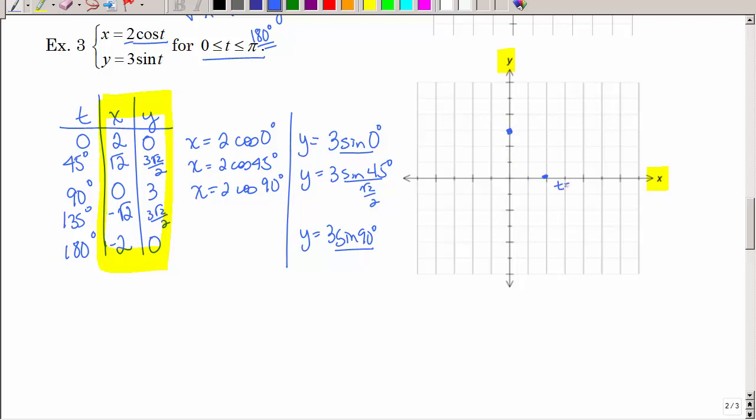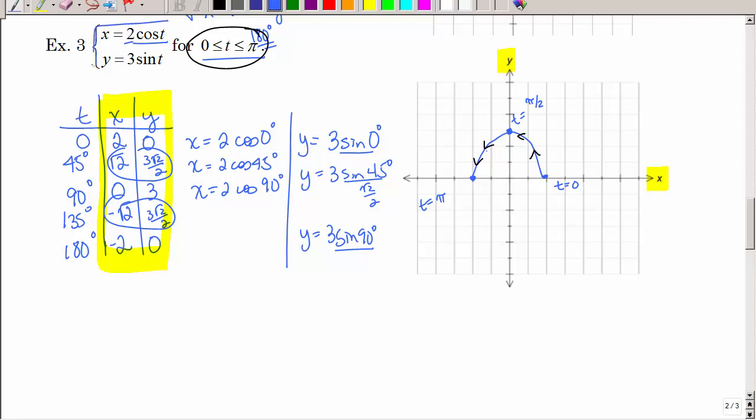Remember, this is when t is 0. This is t equals 90, which I'm going to call pi over 2. And then I came down here at 180, or pi. So I'm definitely going around in that direction. If I get out a calculator and plot those points, let's see. It's going to be somewhere about right there. And remember, this doesn't keep going. Very limited. What does that look like? Anything familiar?